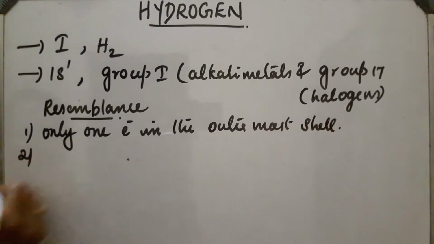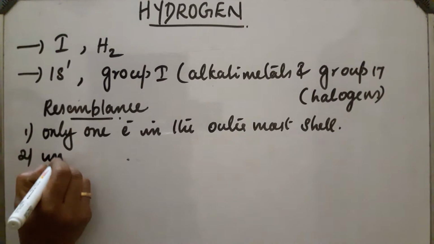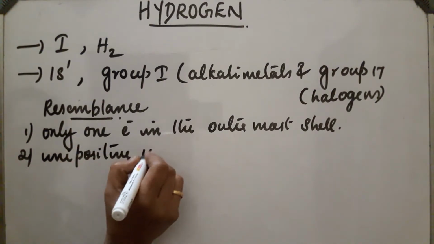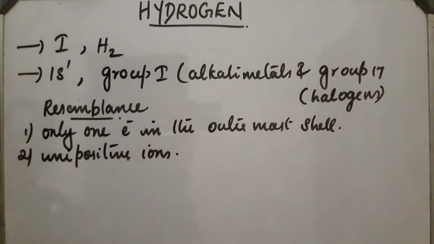Second point. Both hydrogen and group 1 metals have the tendency to form unipositive ions. That is, both have the tendency to liberate this one electron and form unipositive ions. Both hydrogen and alkali metals form unipositive ions.